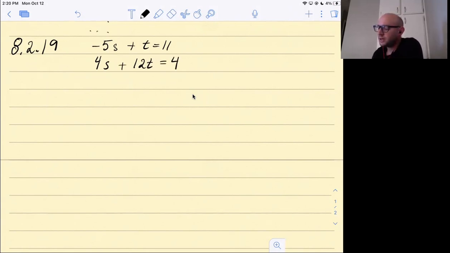So how can anyone tell me, either through chat or you can raise your hand, which term should I try to get by itself in order to do substitution? Probably, if you just saw this, you would want to do elimination because it's set up in standard form. But if you wanted to do the substitution, which the question asks for, what would be the easiest thing to do?